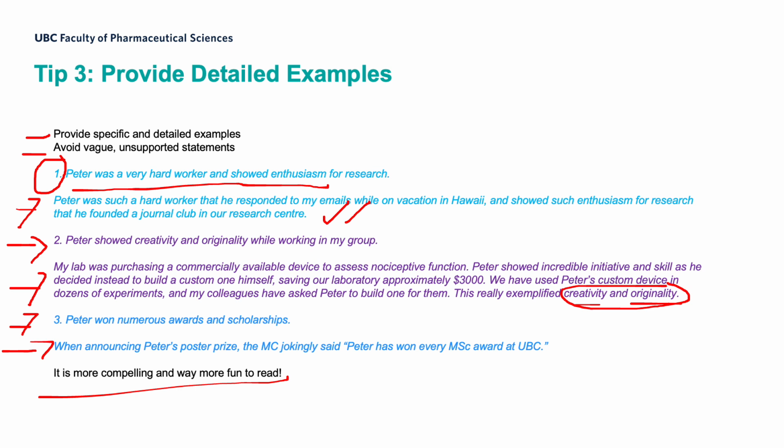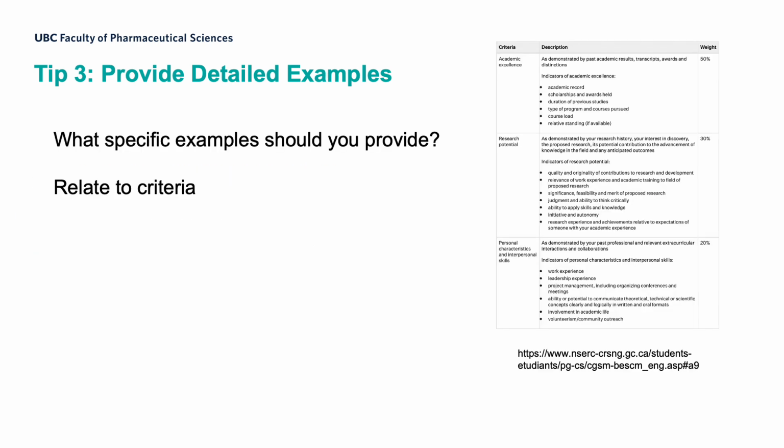As someone who reviews many, many reference letters, they start to really blend together. So in order to stand out, you want to have these really detailed, concrete, specific examples. And again, you need to provide these to your referee. They may remember some of them, but they will definitely not remember all of those examples related to the criteria.